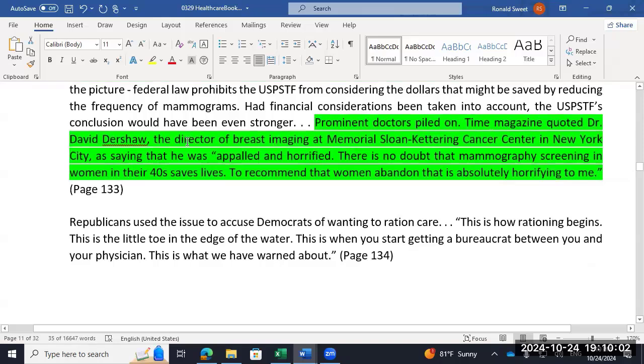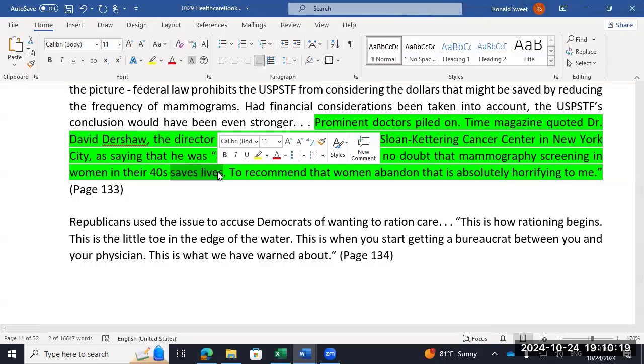Time magazine quoted this doctor. He was appalled and horrified. There's no doubt screening saves women's lives. Yeah, there is no doubt. That's not the question. The question is, how many women does it harm?